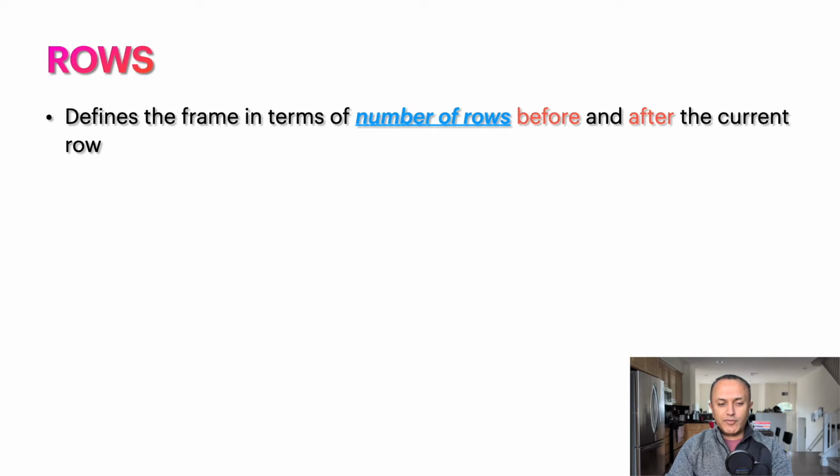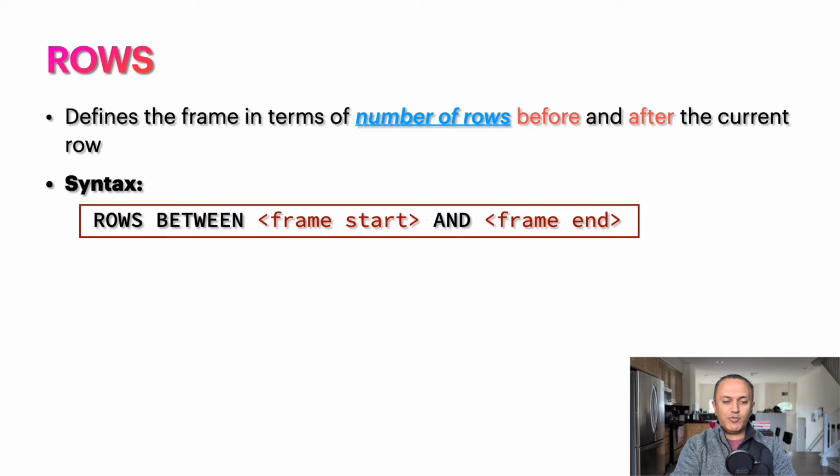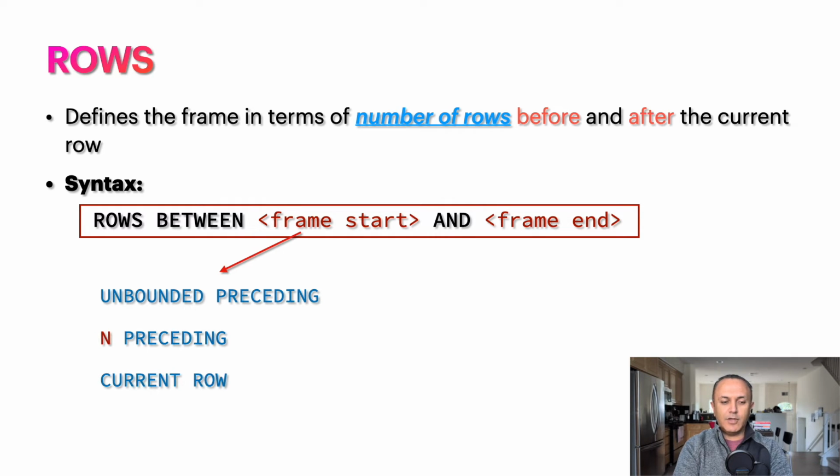So the frame is defined relative to that current row. If we're using the rows keyword, we define the frame relative to the number of rows before and after that current row. The syntax looks like this: you say rows between frame start and frame end. Frame start and frame end have different options to specify there. So frame start could be unbounded preceding, n preceding, or current row.